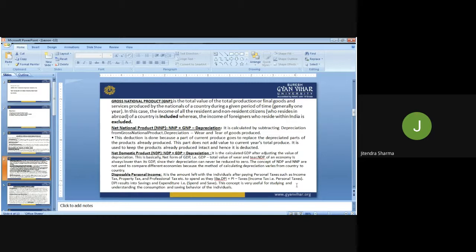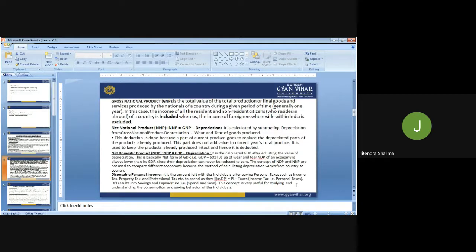This deduction is done because a part of the current produce goes to replace the depreciated part of the product already produced. This part does not add value to the current year's total produce. It is used to keep the product already produced intact, and hence it is deducted. So all the depreciation we deduct from the GNP, and then what we are calling the net national product (NNP). Then we have a net domestic product.